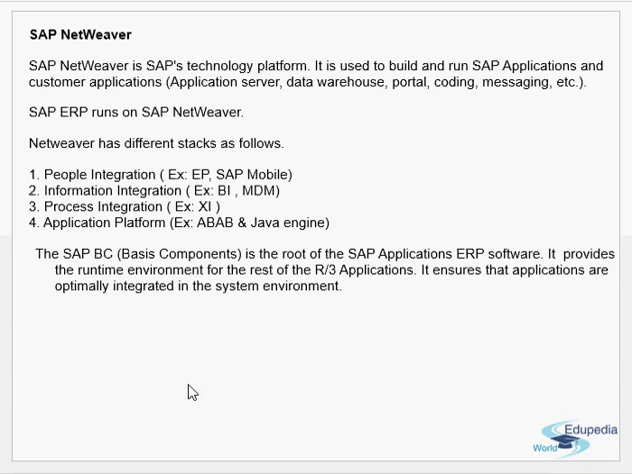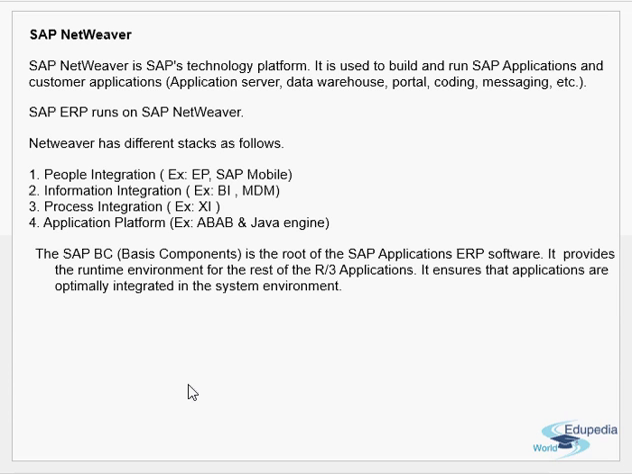What is this SAP NetWeaver? In our previous slide, we have seen the concept of basis in NetWeaver. So SAP NetWeaver is SAP's technology platform. It is used to build and run applications, SAP applications and customer applications. SAP ERP runs on SAP NetWeaver. So this SAP NetWeaver is nothing but the technology platform for the ERP software to run. Using this technology, we build many SAP applications as well as customer specific applications.